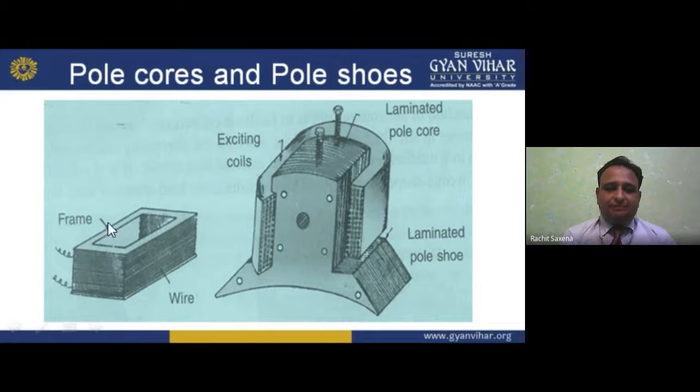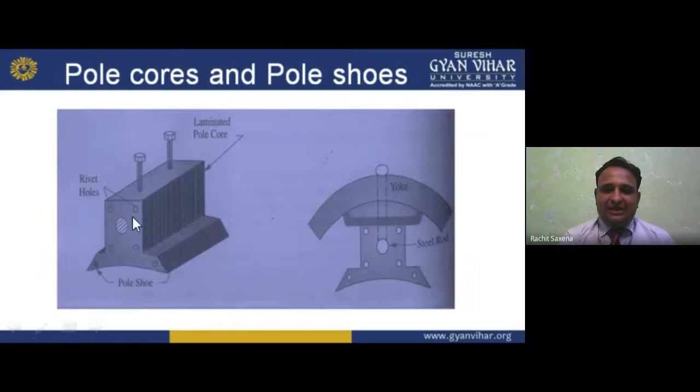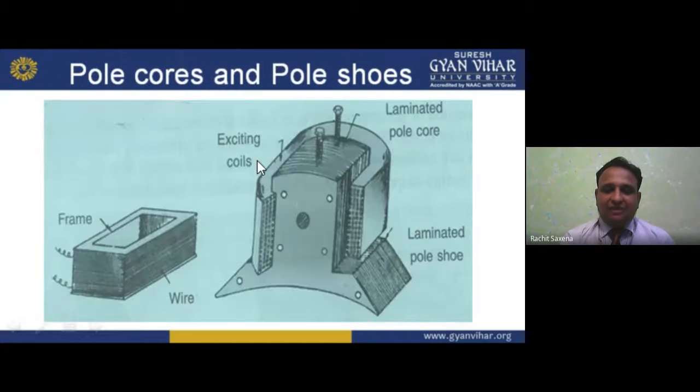Now, see here, this is the frame, and this is the wire, meaning the coil, and these are the exciting coils which I am placing here. This is the laminated core and this is the laminated pole shoe. In between, it is plain here. Now I place a winding on it. And one thing is there: this type of field winding is former wound.